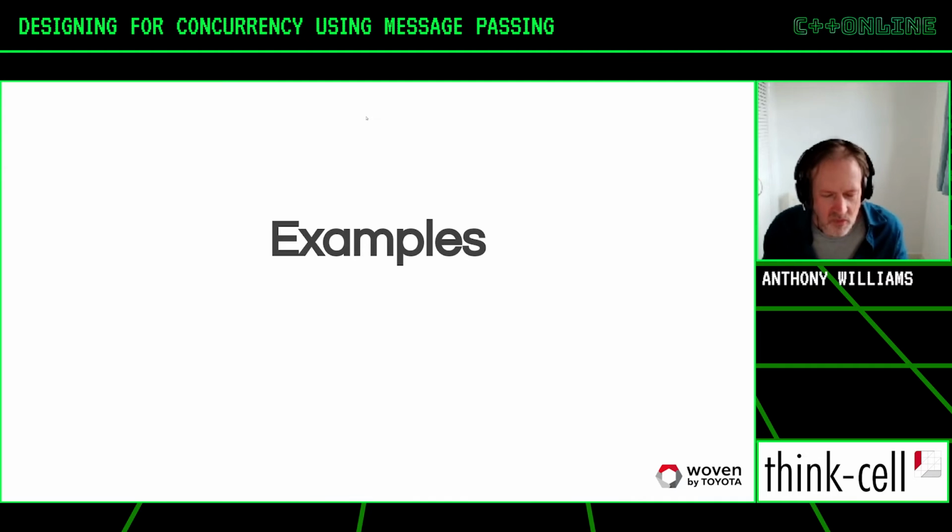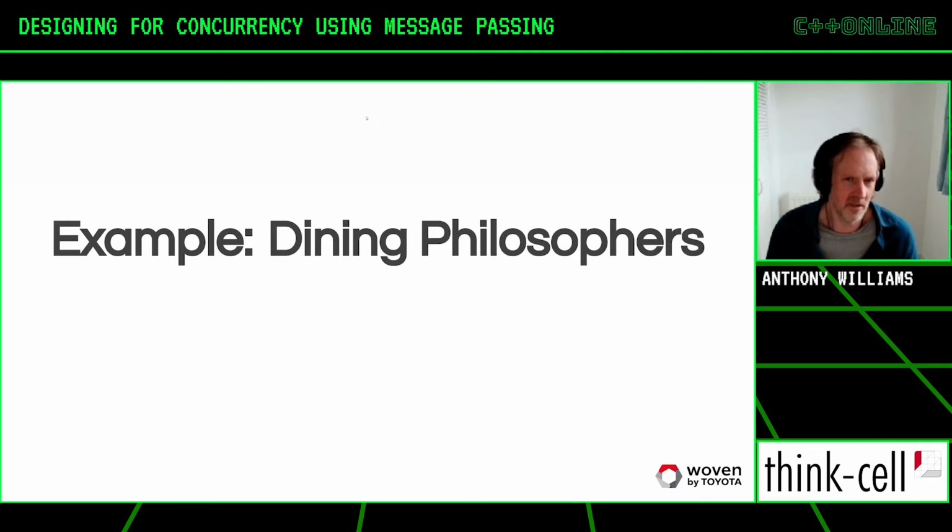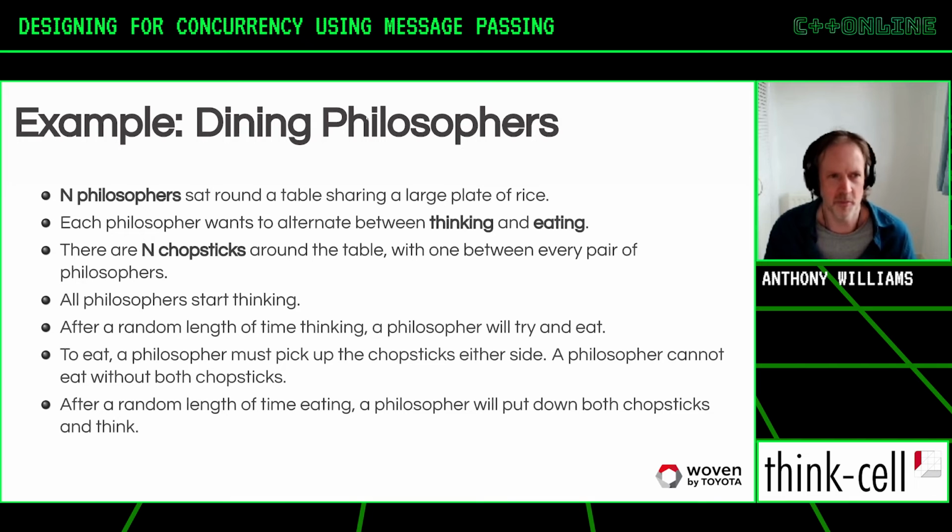So that's the abstract stuff, all the theoretical design guidelines. Let's actually have a look at some worked examples. The first example is the classic dining philosophers problem, commonly used for multi-threading, to talk about deadlock and synchronization. For those not familiar with it, we have n philosophers sat around a table sharing a large plate of rice.